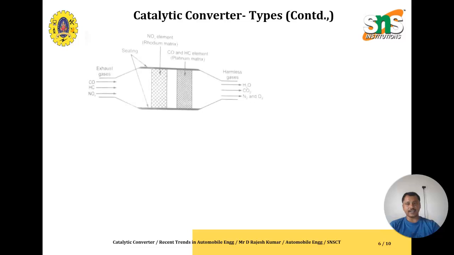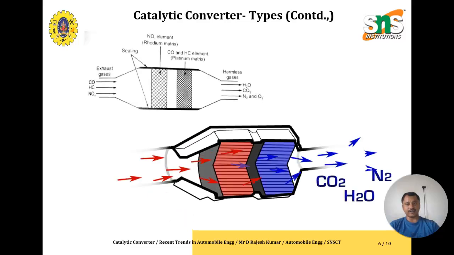The next type is the three-way catalytic converter. You can see here, this three-way catalytic converter is used to eliminate three different gases. They are hydrocarbon, carbon monoxide, and nitrogen oxide. So these are converted and then sent to the atmosphere as harmless gases. A catalytic converter plays a major role in meeting the emission norms. All automobile vehicles are installed with catalytic converters.